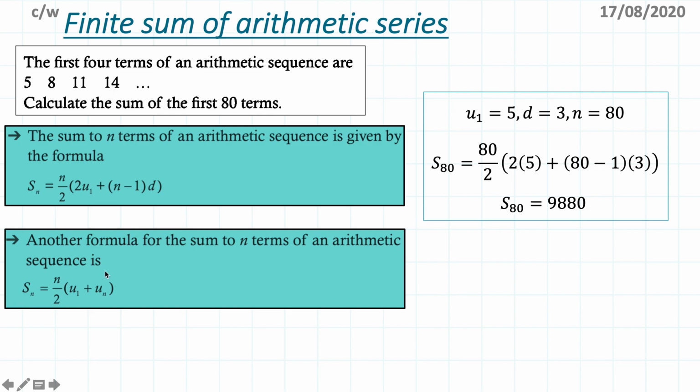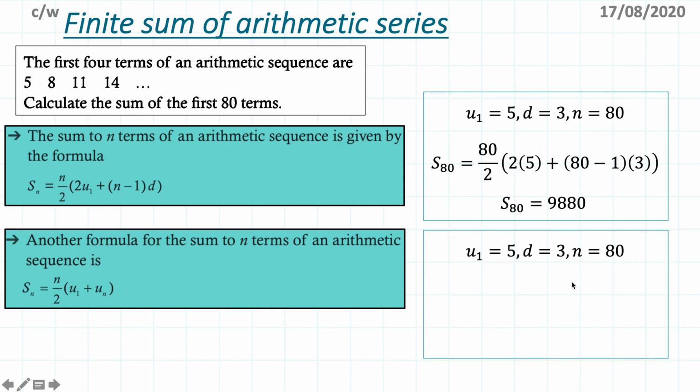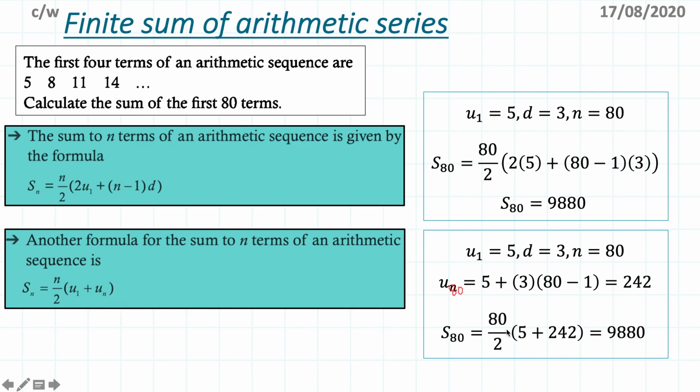First formula, very simple. What the second formula requires is that you should know what the 80th term is. We don't know what the 80th term is. So if you want to go the long way with the second formula, what you're going to have to do is actually find the 80th value. So n had to be 80. Okay, so U80 is equal to 5 + 3(80 − 1), 242. So we know that the last term is 242, so what I'm going to do now is just take 80 divided by 2, same thing, but now the first term plus the last term I need to add, and that's going to give me 9,880, and that's the same answer. But as you saw, it's easier to use the first formula.